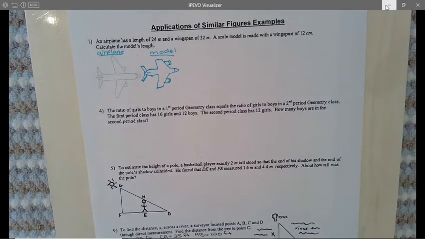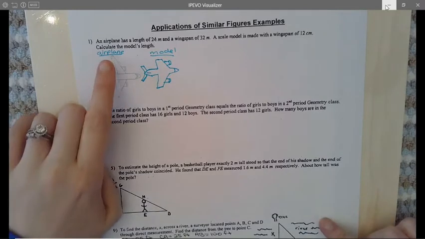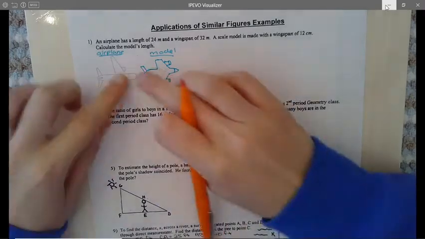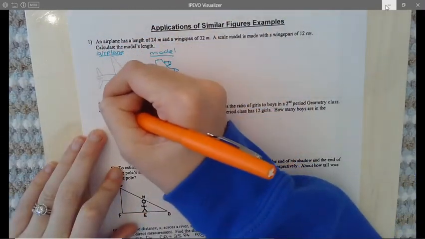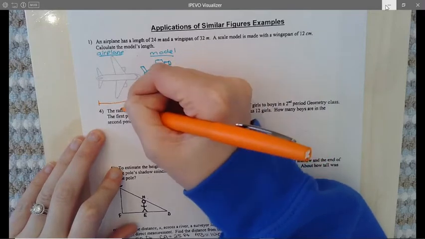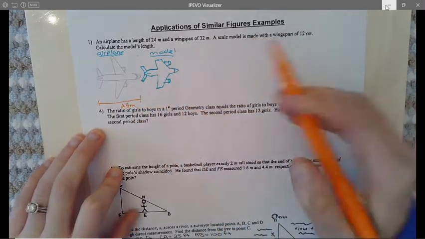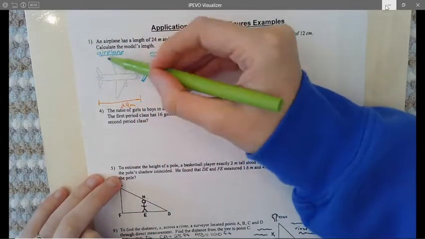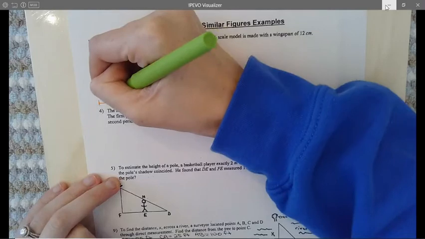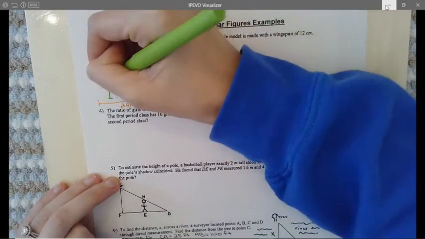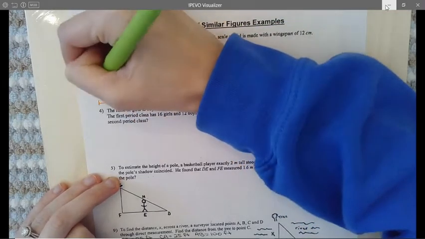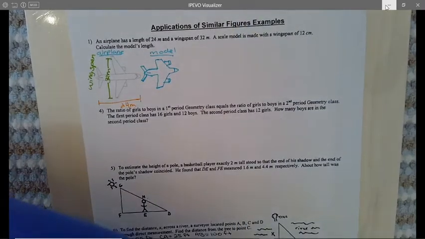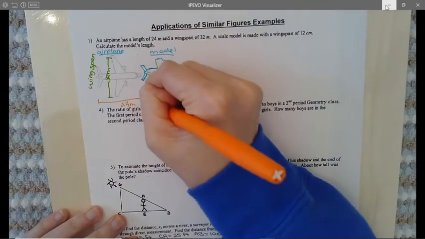An airplane has a length of 24 meters. So this is my airplane, and that is how long the airplane is. From the top to the bottom of the plane, it is 24 meters. And it has a wingspan of 32 meters. The wingspan is how far apart the wings go, which you probably already knew. So this is 32 meters, my wingspan. And the orange is the length of the plane. So this is my length.